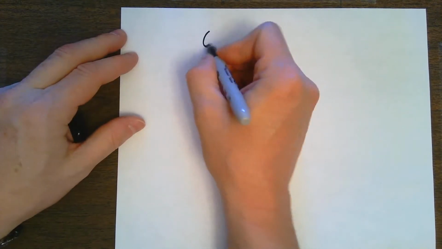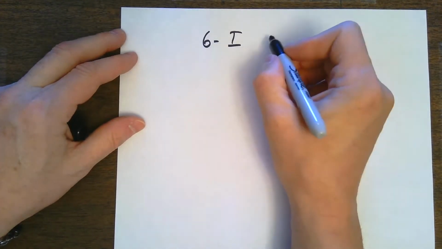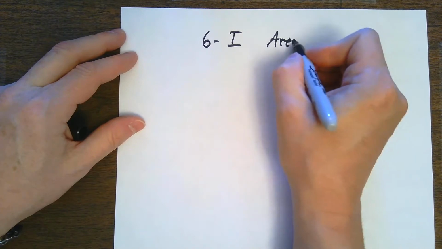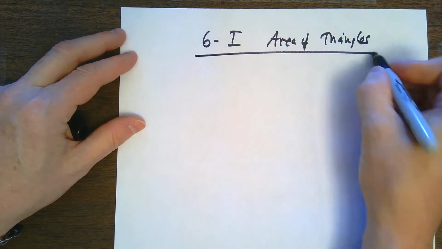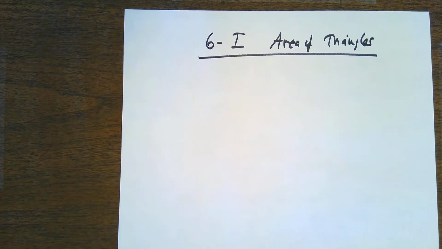We just finished 6H. Now we're going to do 6I, and this topic is area of triangles. The area of triangles.